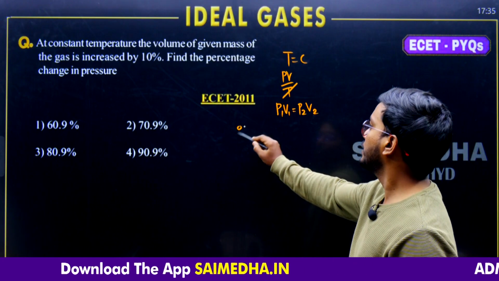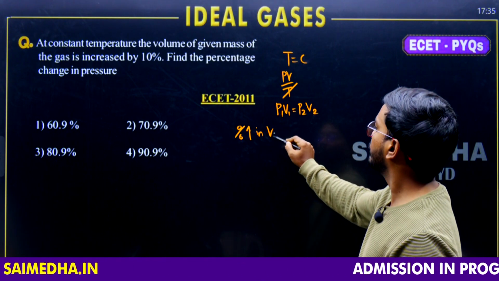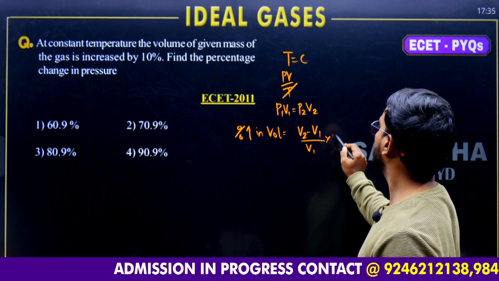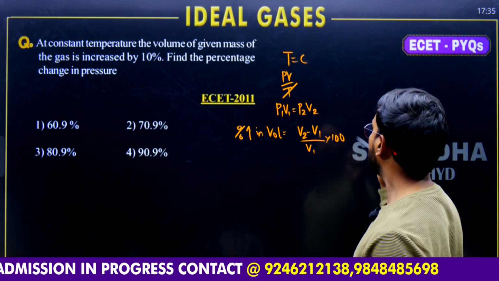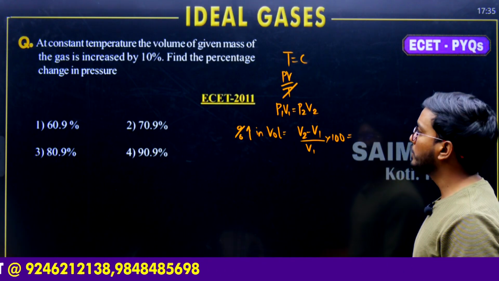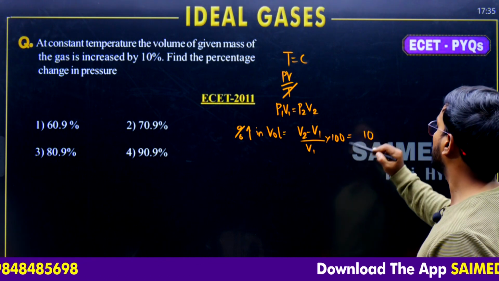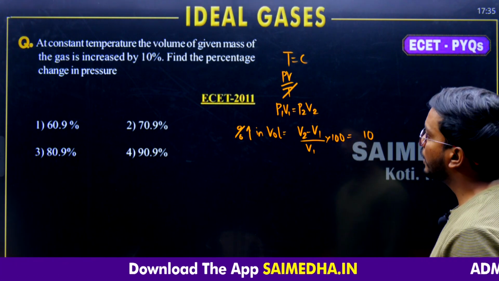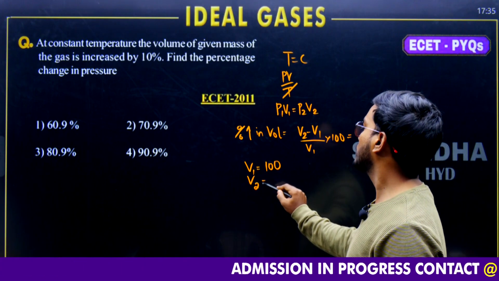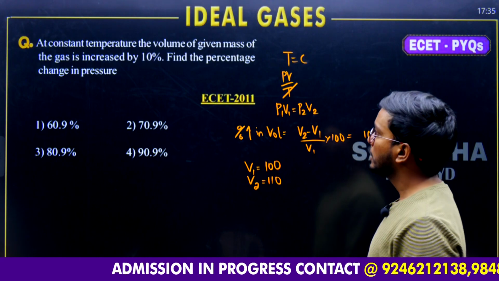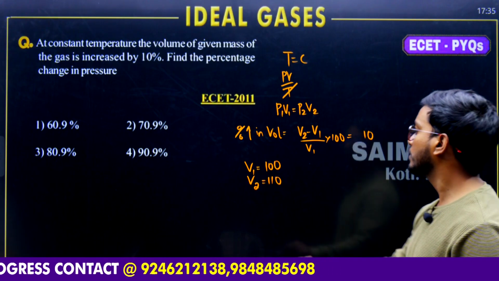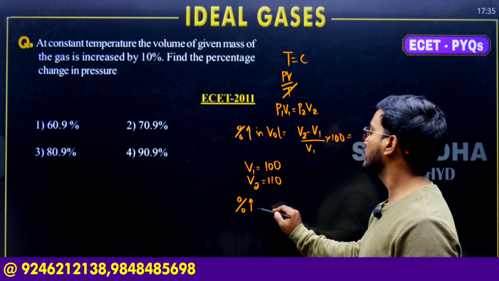Percentage increase in volume is equal to V2 minus V1 divided by V1 into 100. This value is given as increased by 10%, so this is equal to 10. Or you can write it like this also: if V1 is 100, then V2 is 110. Volume of the given mass of gas is increased by 10%. Find the percentage change in pressure.